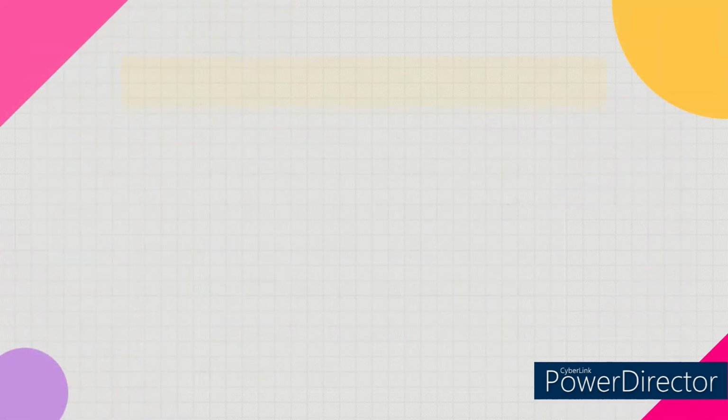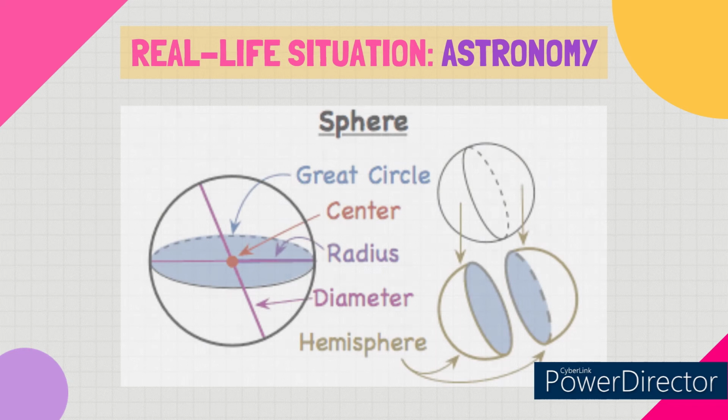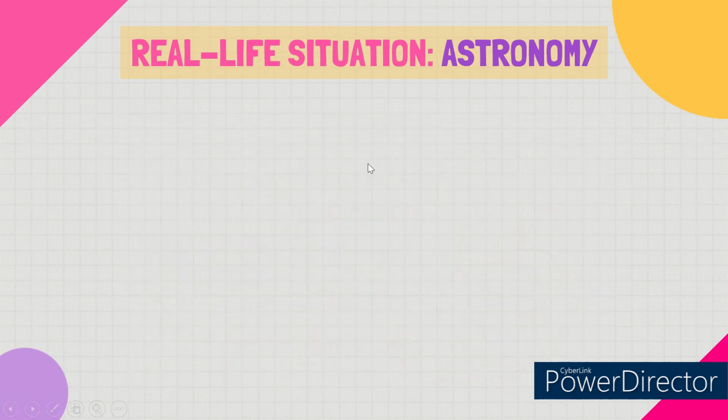So next, we have here the real-life situation for astronomy. But first, let me discuss the parts of a sphere because it might be useful for our question later. The parts of the sphere include the great circle, center, radius, diameter, and the two hemispheres. A great circle is defined as the intersection between the surface of a sphere and a plane containing the center of the sphere. Okay, so now, here is the question.